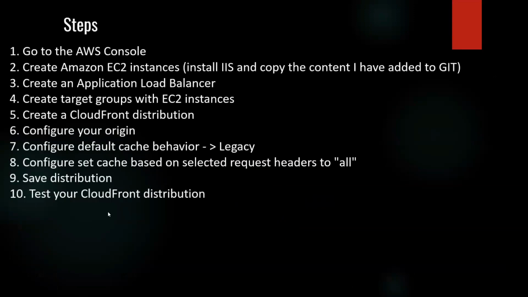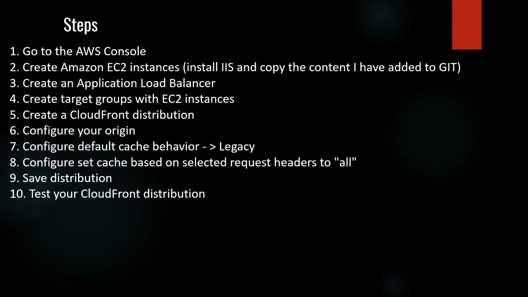So I will be taking this example. I would be creating two EC2 instances, and I will be copying the content file I would be creating, and that file I will share on GitHub also. Then I would be creating one application load balancer. Then I would be creating a target group with the EC2 instances, and then I would be creating a CloudFront distribution, and then configure your origin.